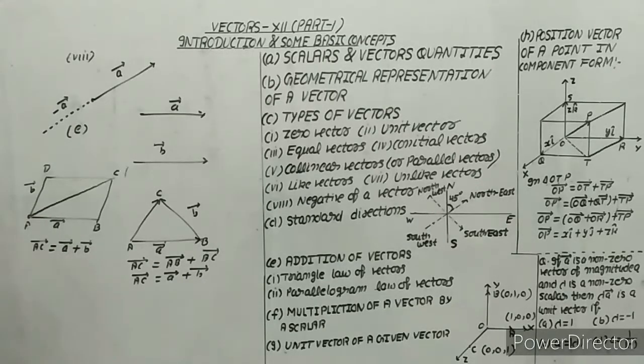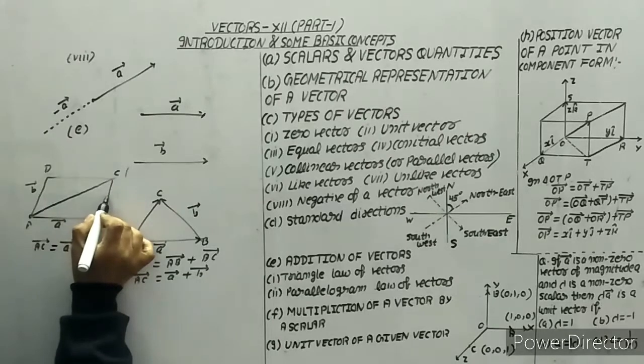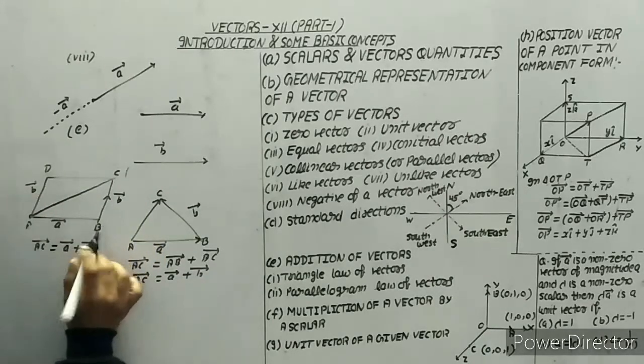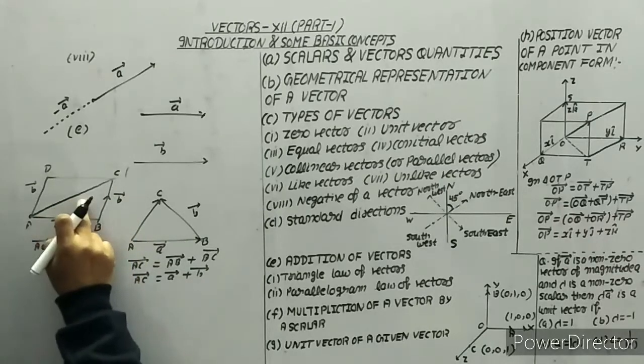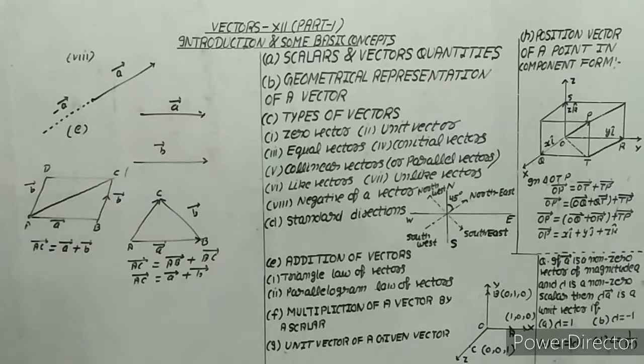Which rule is working behind this? Because this and this are parallel, we will say this is the vector B, this is the vector A, and then overall by triangle law we can say AC equals vector A plus vector B. So this is the parallelogram law of vectors.